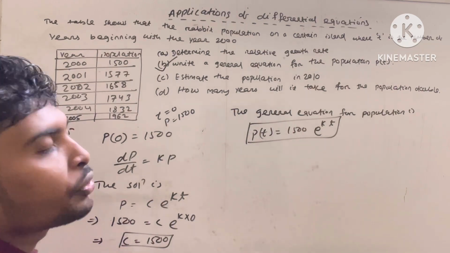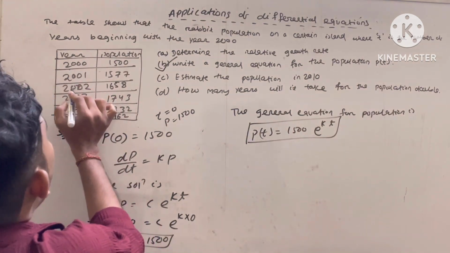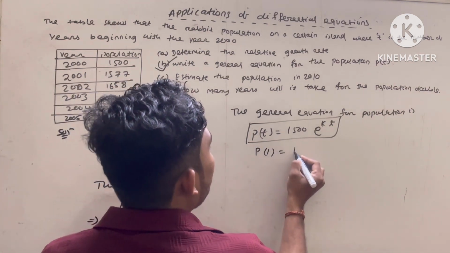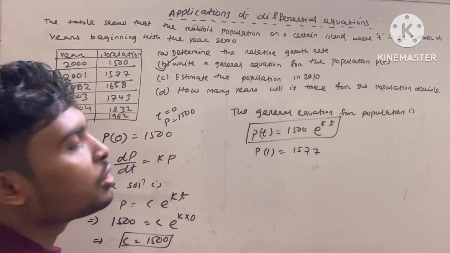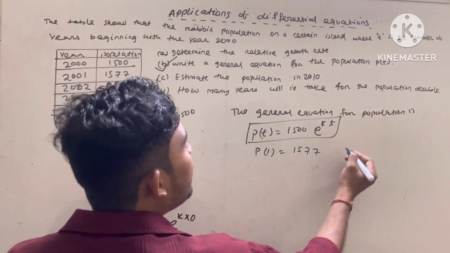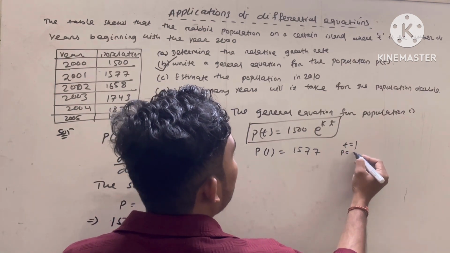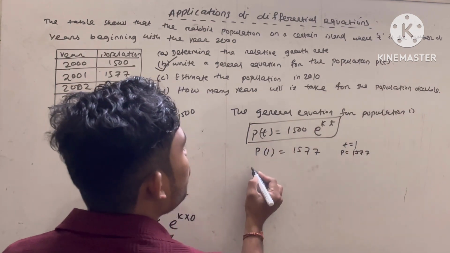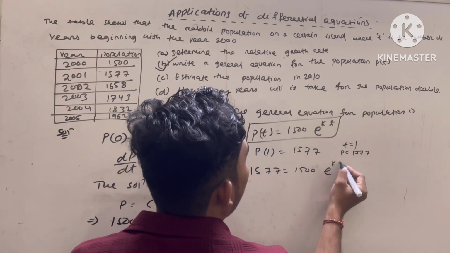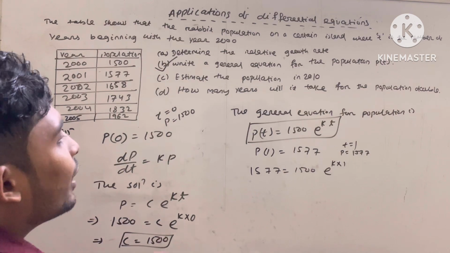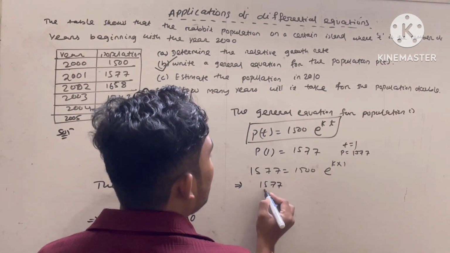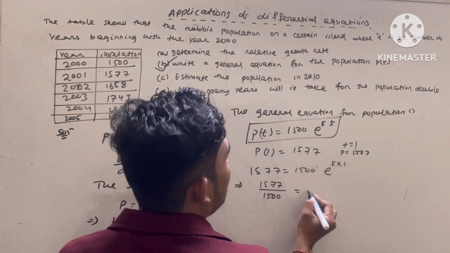Now we have to find the first bit. For finding the value of k, we have to see the data here that in 2001 it will be 1577. We use this data because after 1 year it becomes 1577. So when t equals 1, P is 1577. So 1577 is 1500 e^(kt). Since t is 1, you have to put the value of t as 1. So let's solve the problem.